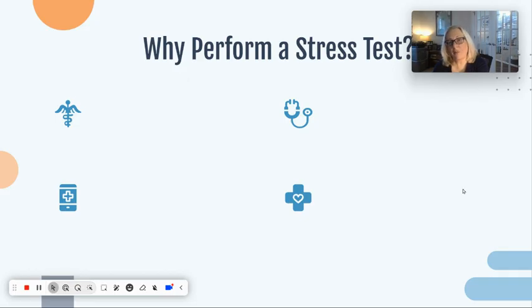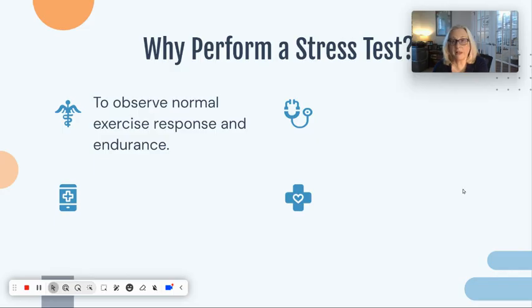Okay, so why are we performing a stress test? There's a couple different reasons. The main, first reason we can think of is to observe the normal exercise response and endurance. Obviously, we're going to see if their blood pressure is going up, their heart rate's going up, their respiratory rate's going up. We're watching for that natural exercise response.